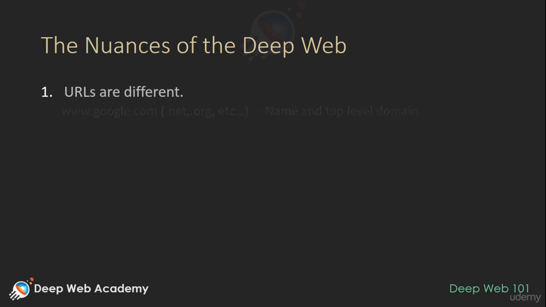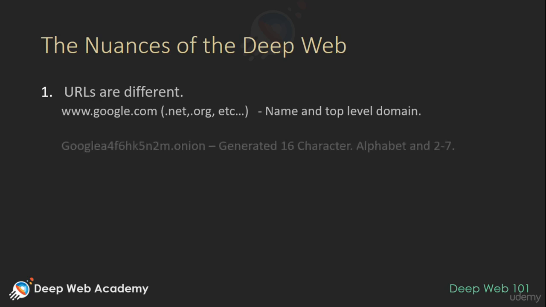Normal website URLs are like www.google.com or .net or .org. These are usually just the name of the website and a top-level domain after that. But on the deep web, it's a tad different in the way that the website name is made. So Google on the dark web might actually look something like this. It would be Google followed by a bunch of numbers and letters and then .onion. All the websites when using the Tor browser are going to be .onion.